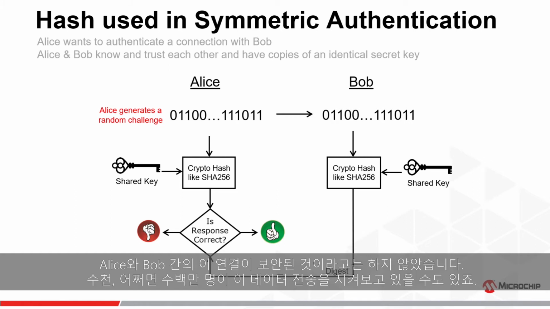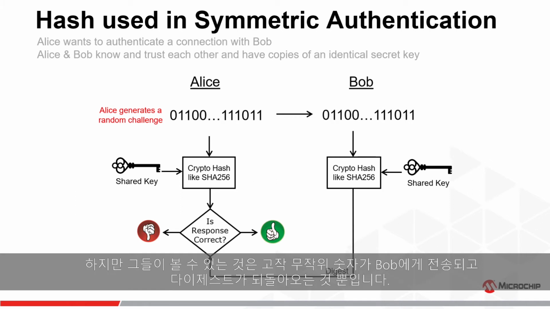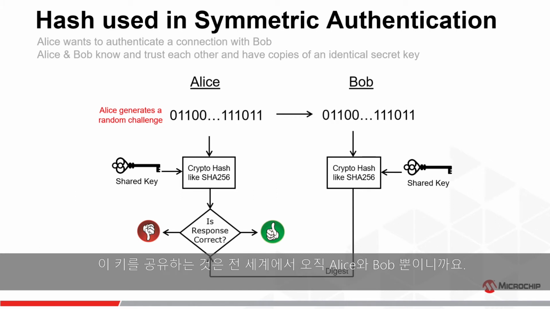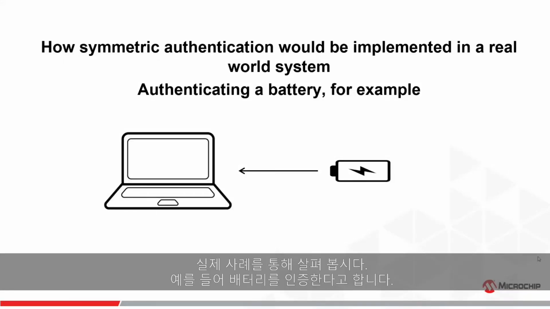Note, I didn't say this connection between Alice and Bob was secure in any way. There actually could be thousands, if not millions, of people watching that transmission. But what did they see? They saw a random number go to Bob, and they saw the digest come back. And the digest to them looks like a random number. That digest only has value to Alice because Alice and Bob are the only two people on the planet who share that key. Now let's use this in a real-world example.